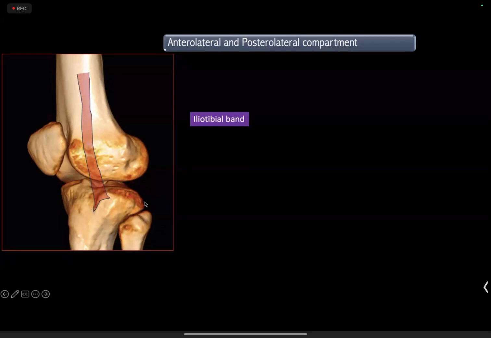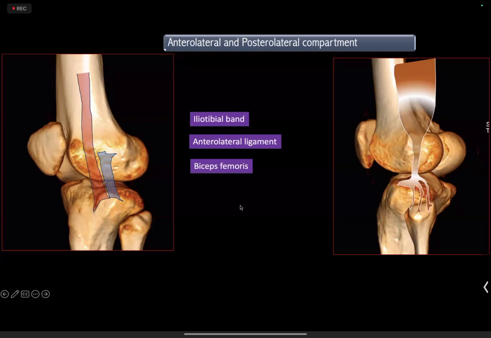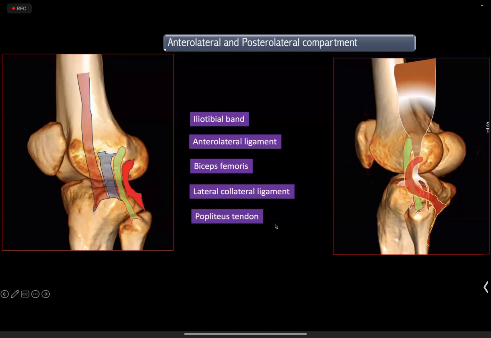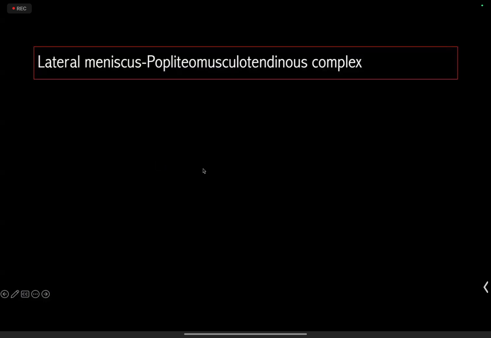Here we would primarily be seeing the most static structure, the iliotibial band, the anterolateral ligament, followed by slightly more posteriorly the biceps femoris, which would have the lateral collateral ligament adjacent to it. The popliteus tendon is another structure coming into that posterolateral corner, followed by a ligament, the popliteofibular ligament. So these are the structures at risk when there is an ACL tear, and they may gradually undergo tears if the intensity of trauma is on a higher side. So the lateral meniscus and the popliteomuscular tendinous complex need major attention.